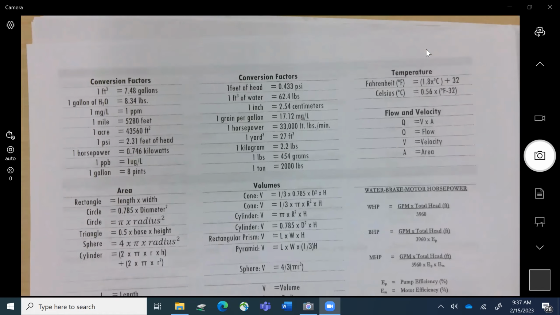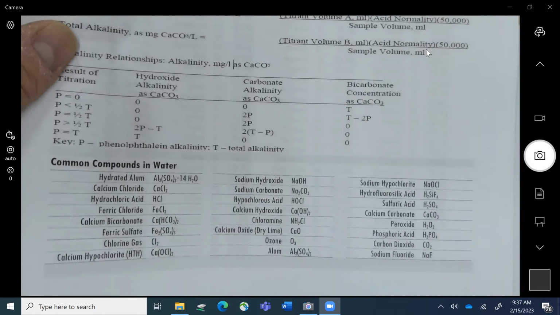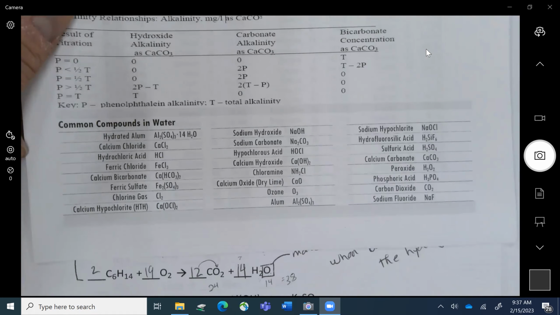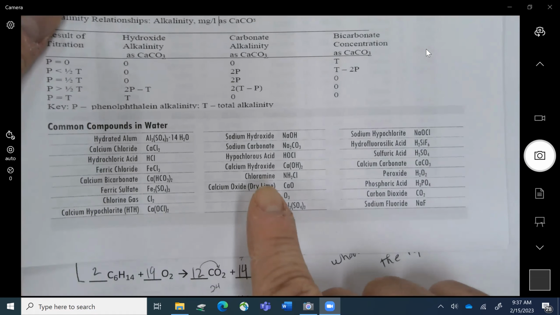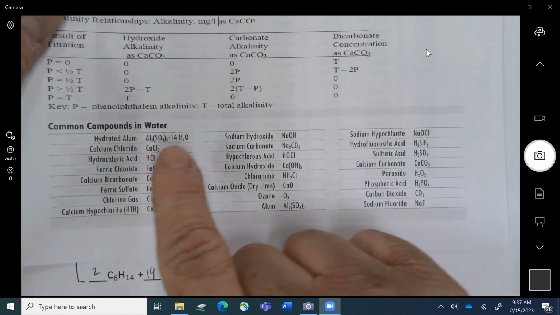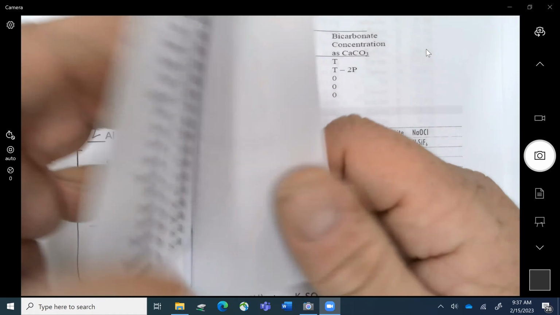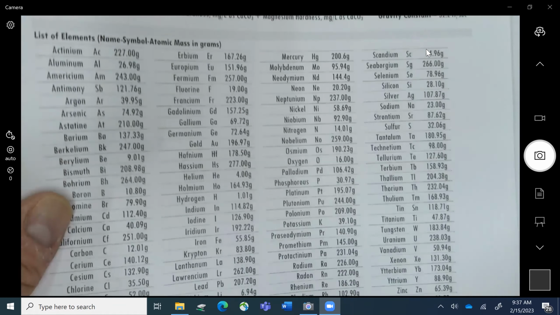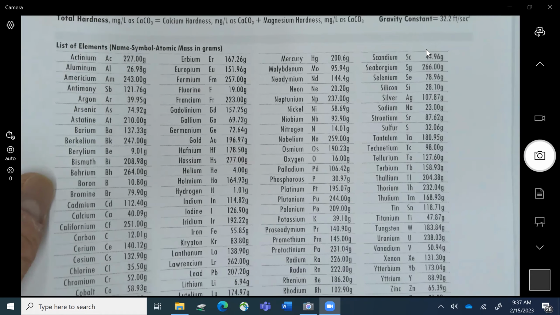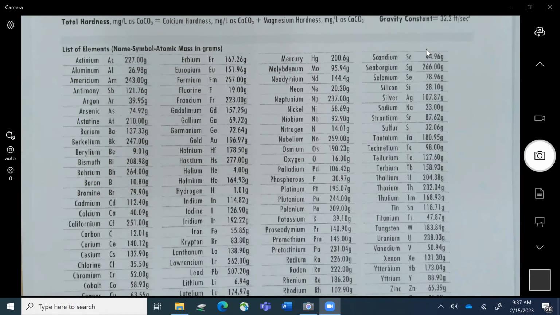All right, so everyone should probably be able to see my screen. I went and got the math formula sheet, okay? So this is what the math formula sheet looks like. A couple of things that we're most likely going to be using for what we're dealing with: here at the very bottom of the first page, there's common compounds in water. And then here is what I will be using as my periodic table. As you can see here, they're all listed in alphabetical order.